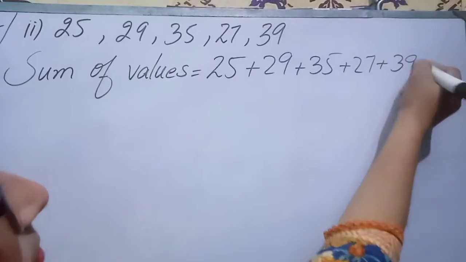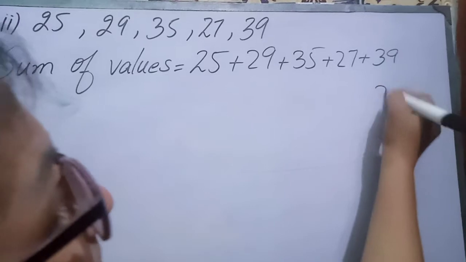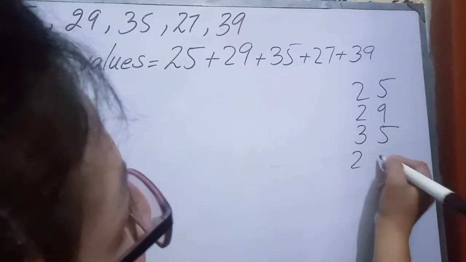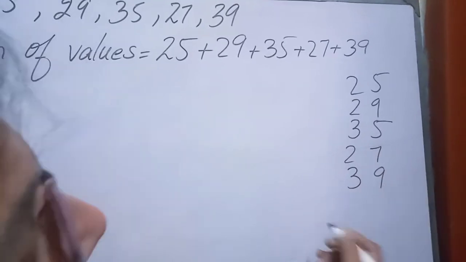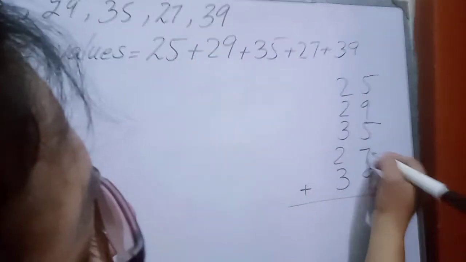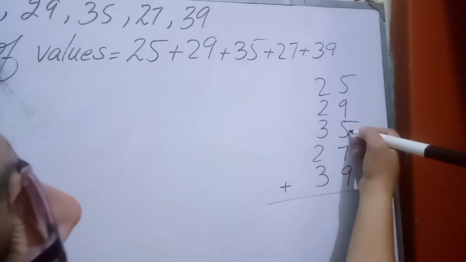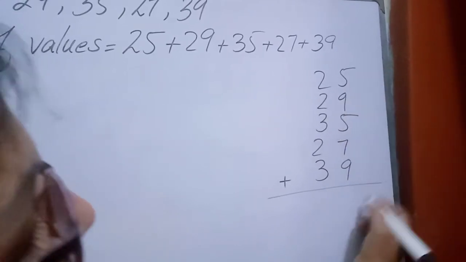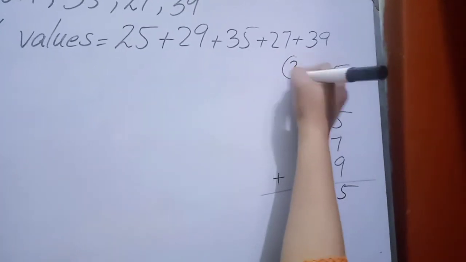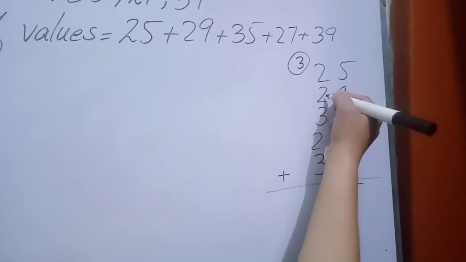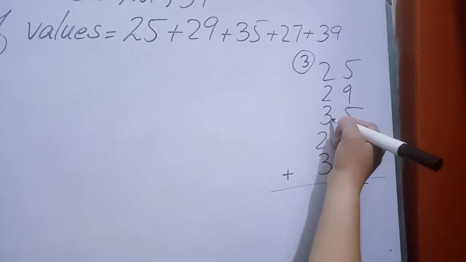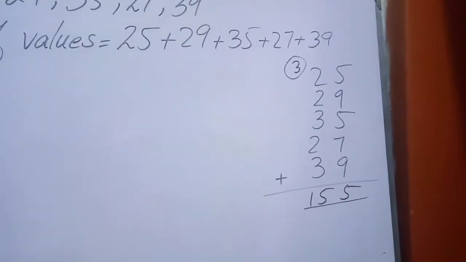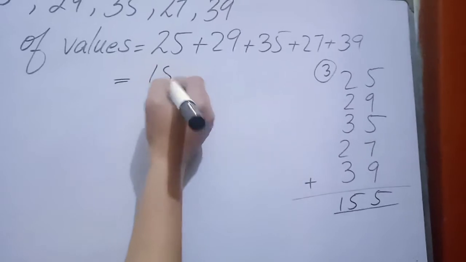When we add these numbers, how do we add these numbers? By writing here vertically. When I write here vertically, then add them. 9 and 7, 16, 16 and 5, 21, 21 plus 9, 30, 30 plus 5, 35. 5 is here, 3 is carry. 3 plus 2, 5, 5 plus 2, 7, 7 plus 3, 10, 10 plus 2, 12, 12 plus 3, 15. So it gives the answer 155. So the sum of values is 155.